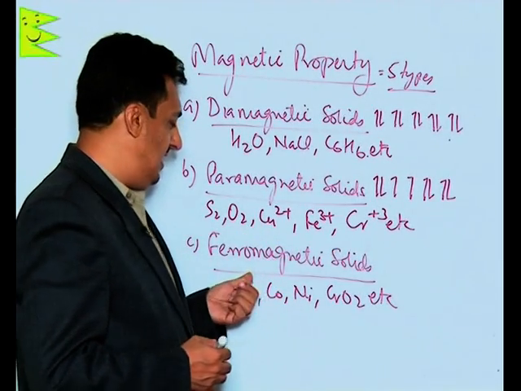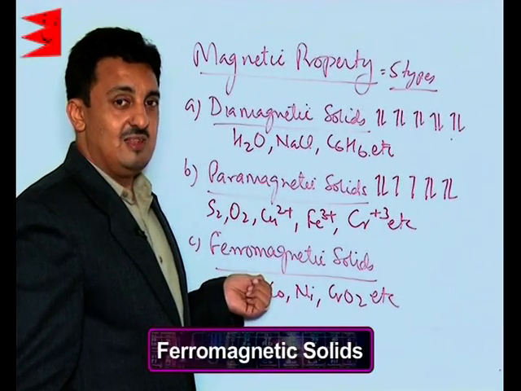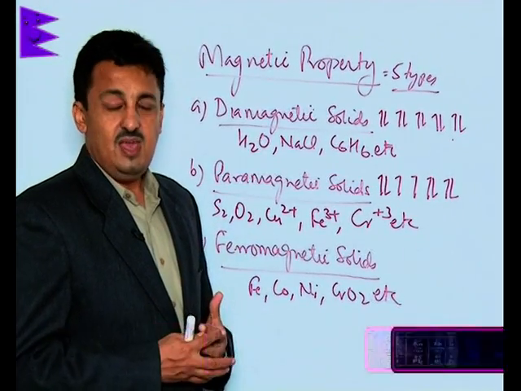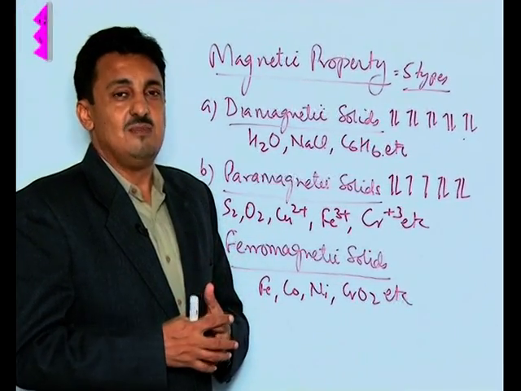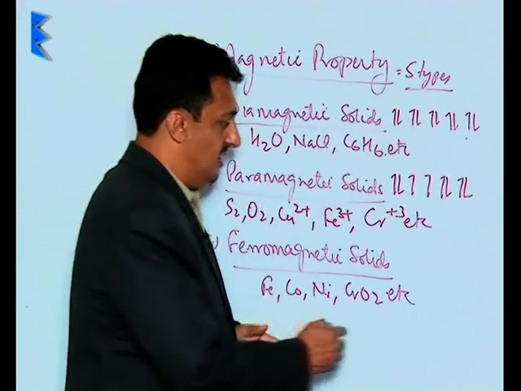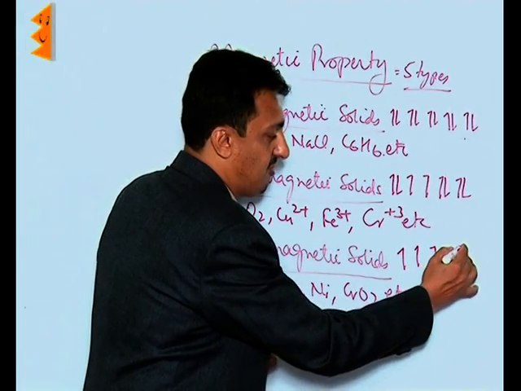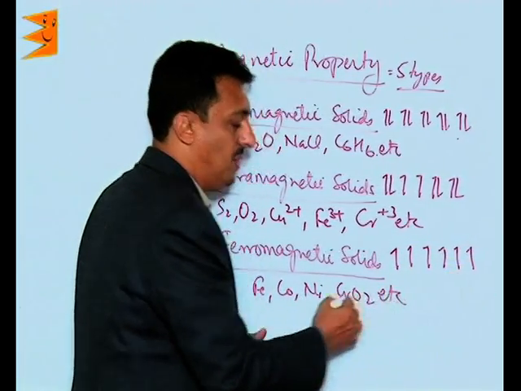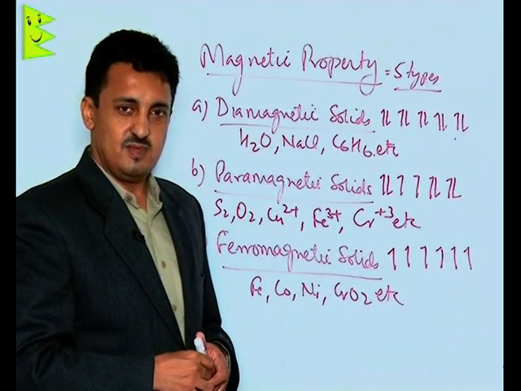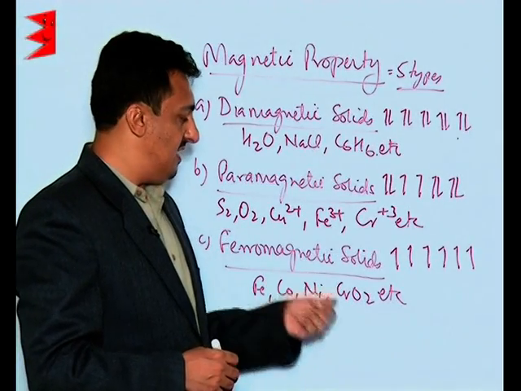The third category includes ferromagnetic solids. They are the solids which, when placed in an external magnetic field, get strongly attracted, and they can even retain this magnetism after the removal of the external magnetic field. Because they have many unpaired electrons which get aligned all in one direction under the influence of the external magnetic field. The examples include iron, cobalt, nickel, CrO2 etc.